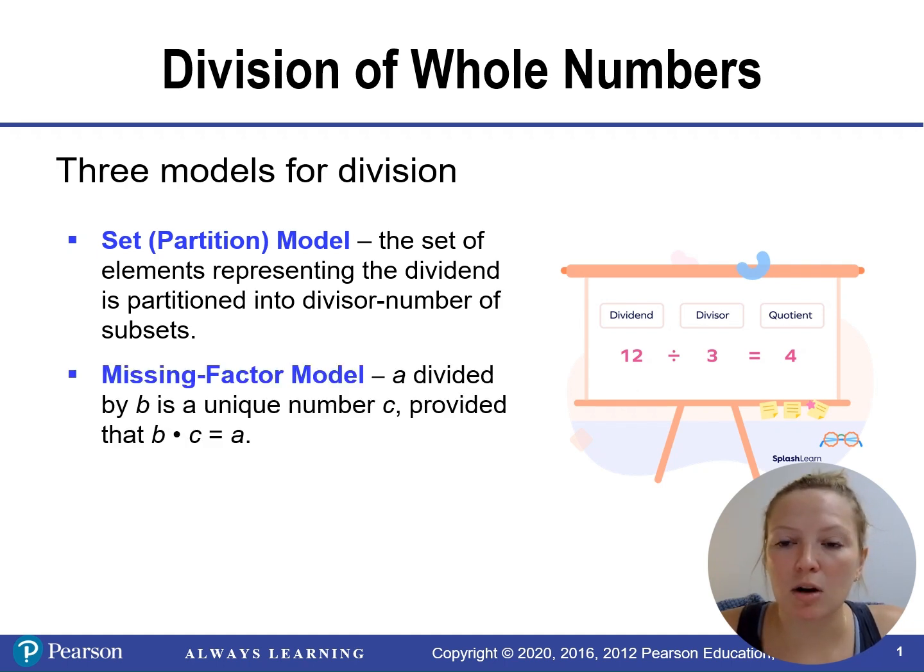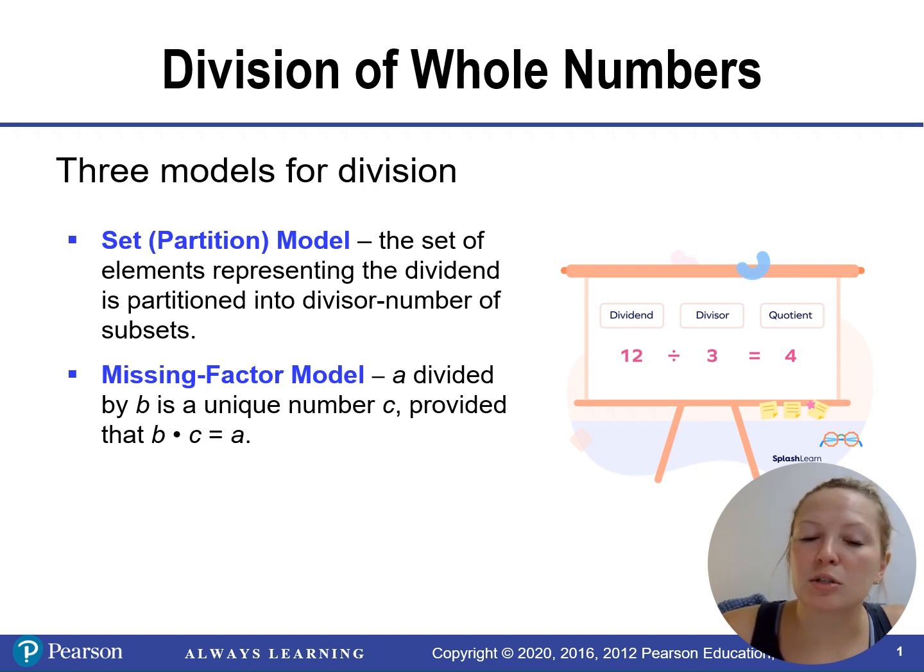The second model of division I'm going to walk you through is the missing factor model. This is when we take A divided by B is some unique number C, and we define this division by saying that A divided by B is equal to C when B times C is equal to A. So in this case, we might say 12 divided by 3 is equal to 4 because 3 times 4 is equal to 12. I know that 3 groups of 4 results in 12, so 12 divided by 3 is equal to 4.